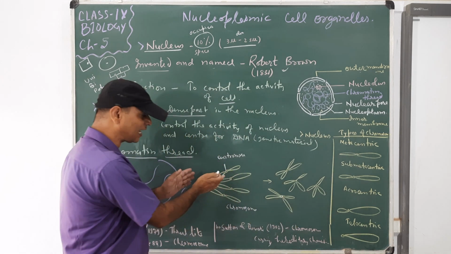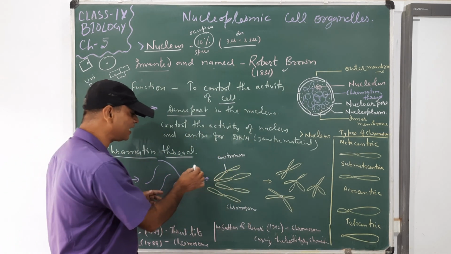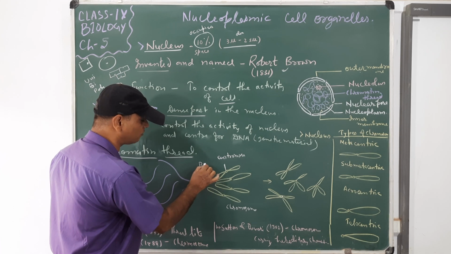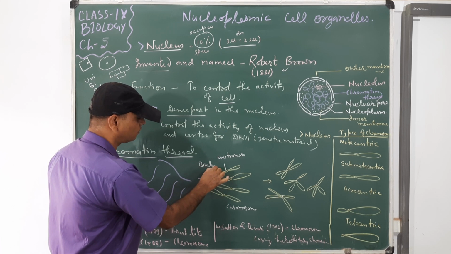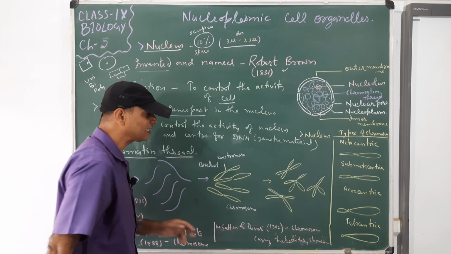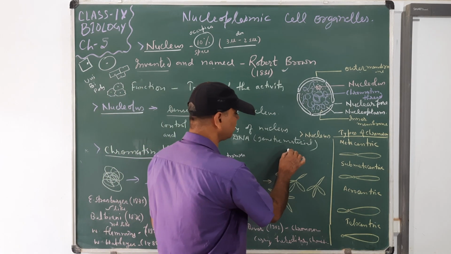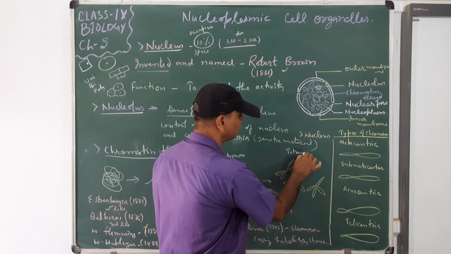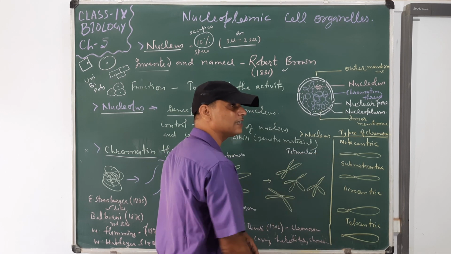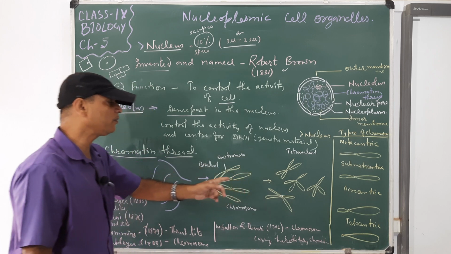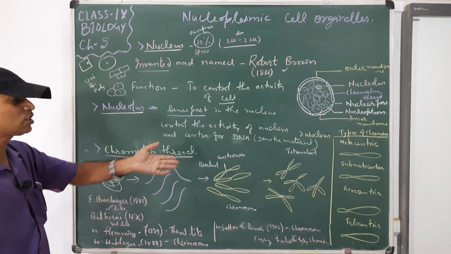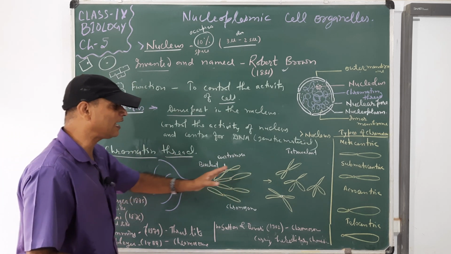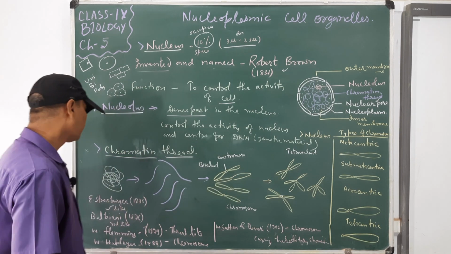So see, it has two arms. So we can say here it is bivalent. It has four arms, so it is called tetravalent. So what is this? This is the type of chromosome on the basis of which thing? On the basis of their arms.